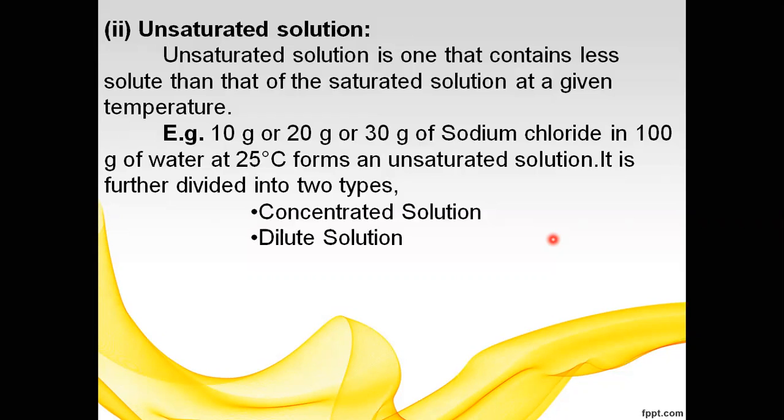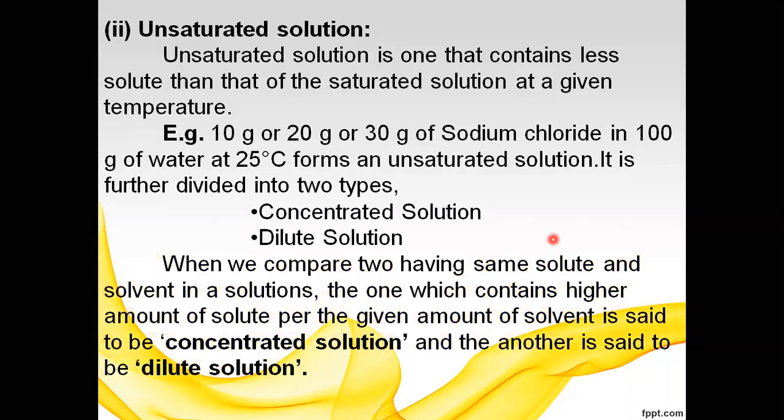So the unsaturated solution is further divided into two types, that is a concentrated solution and dilute solution. So when we compare two solutions having the same solute and same solvent, the one which contains a higher amount of solute per the given amount of solvent is said to be a concentrated solution and the other is said to be a dilute solution. Another example: we take two cups of water.